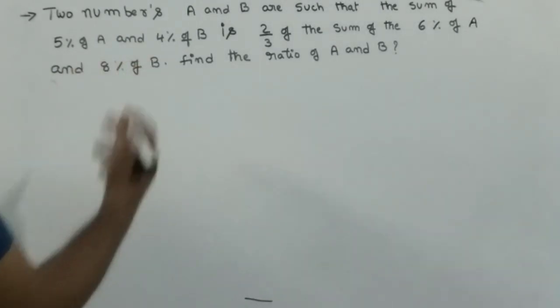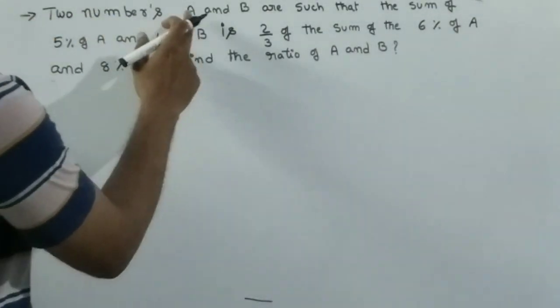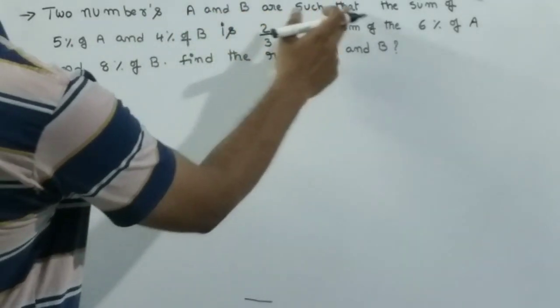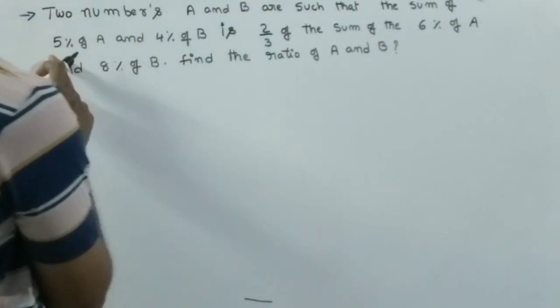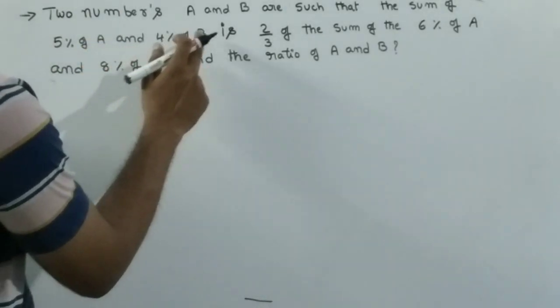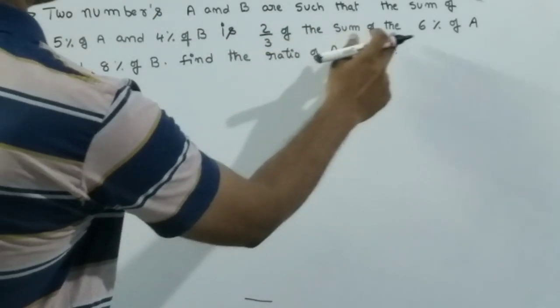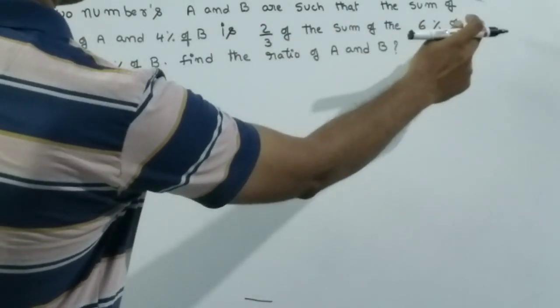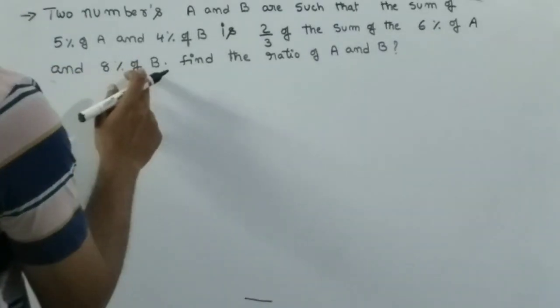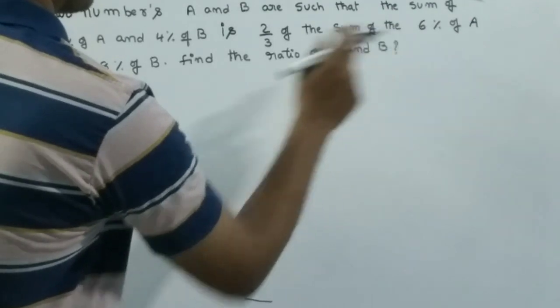Friends, we will move to the next problem. Two numbers A and B are such that the sum of 5% of A and 4% of B is 2/3 of the sum of the 6% of A and 8% of B. Find the ratio of A and B.